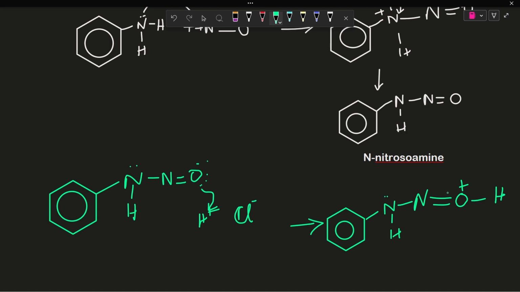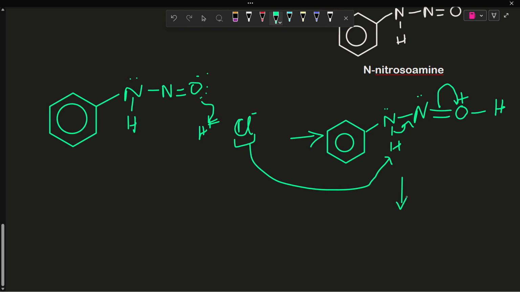Now this positive charge on oxygen is very unstable. So what it would do is that it also has a lone pair of electrons, so it would convert this bond pair into its lone pair. And also this Cl negative will be withdrawing this H positive, and this bond pair will also be converted into this bond pair, fine. So what we got is something like this.